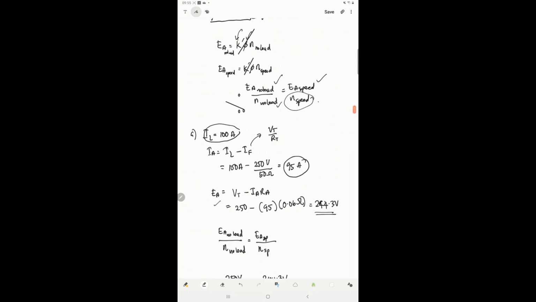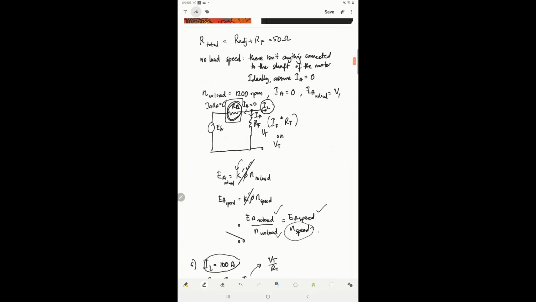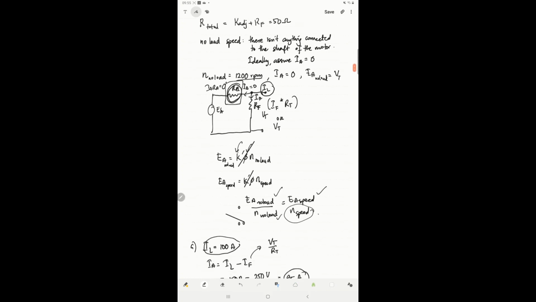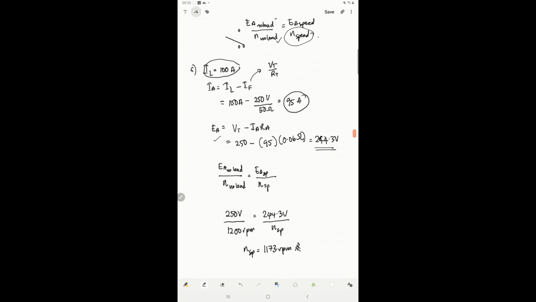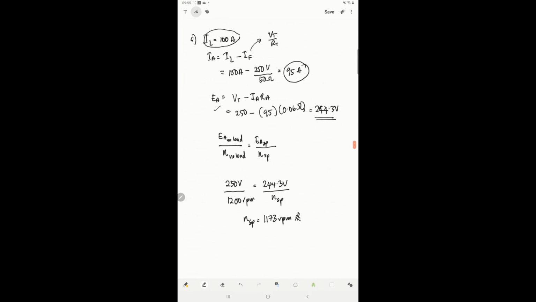Okay, so basically we know that the no load speed is 1200 RPM. Now with the increase of the load, because there is a line current of 100 ampere, obviously there is load attached to the shaft, and the speed is now reduced to 1173.